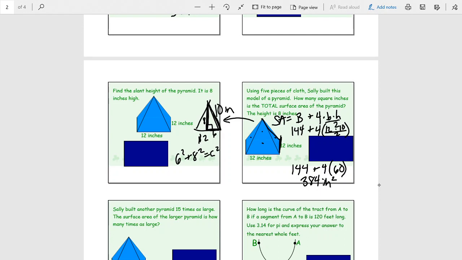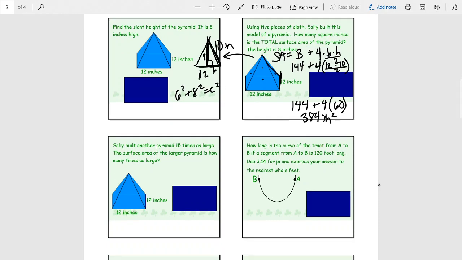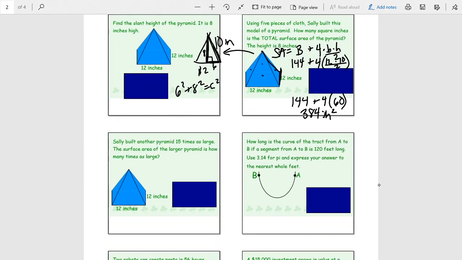Okay, so in this case, lots of ways to go about it. I like thinking about it as those 4 individual triangles, but you can absolutely do area of the base plus perimeter of the base times the height. But just remember, the height of those triangles is the slant height of the pyramid.